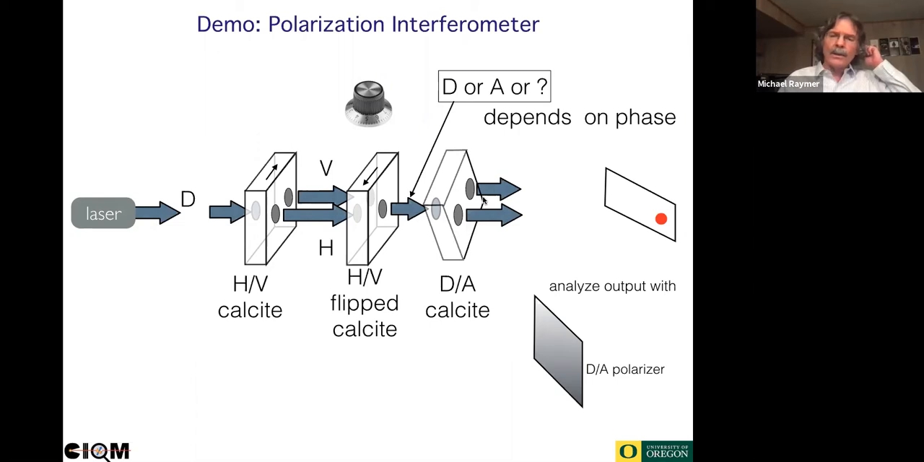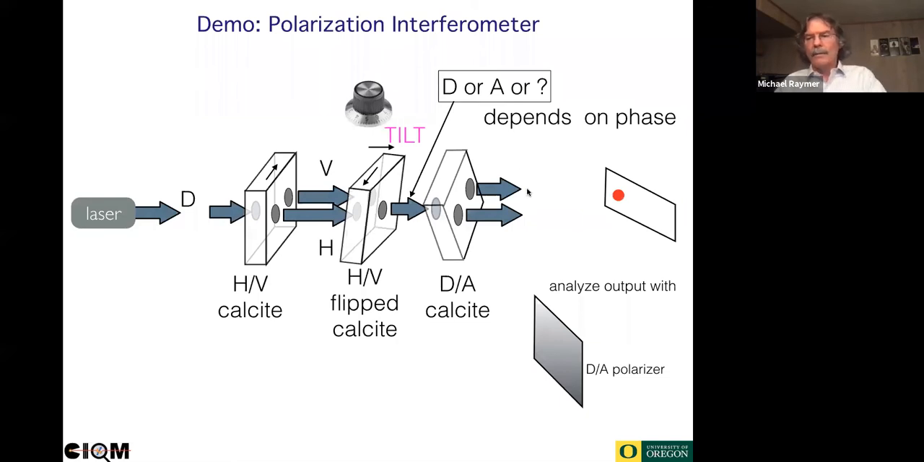And I use a third crystal just to analyze whatever is coming out of this beam. So here I just have one beam coming out. Okay, if I tilt this crystal, it changes the beam path, changes the phase, and it flipped, you see. It flipped from there to there. Okay.